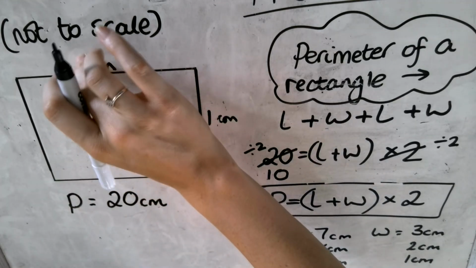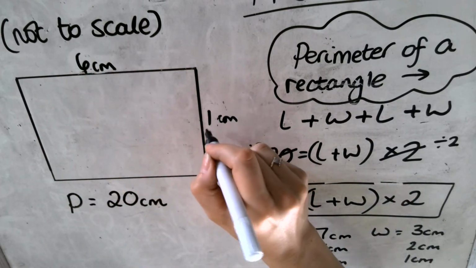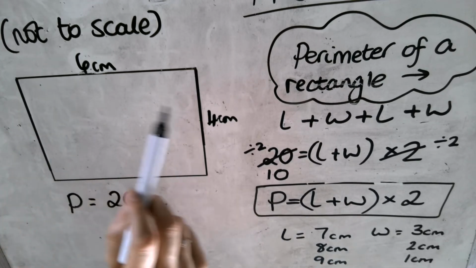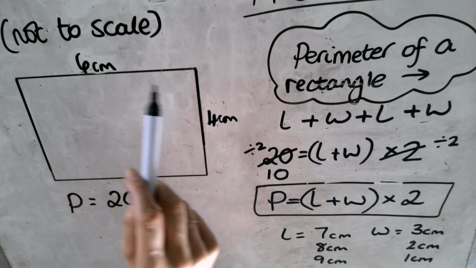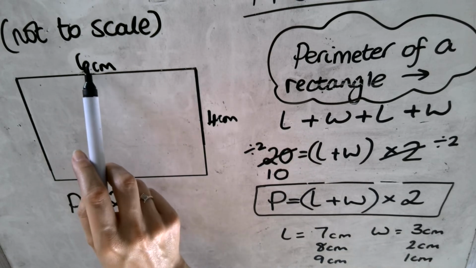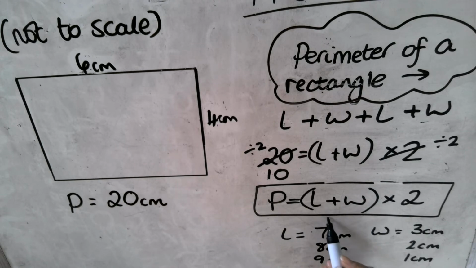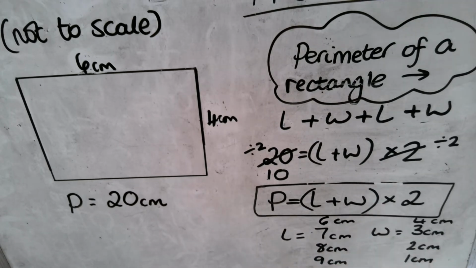Well done if you said 6 and 4. Now, it's always good to remember that the largest number of the two goes against the longest side. We would never have 4 against the longer side and 6 against the shorter side. So another answer could be 6 centimetres and 4 centimetres.